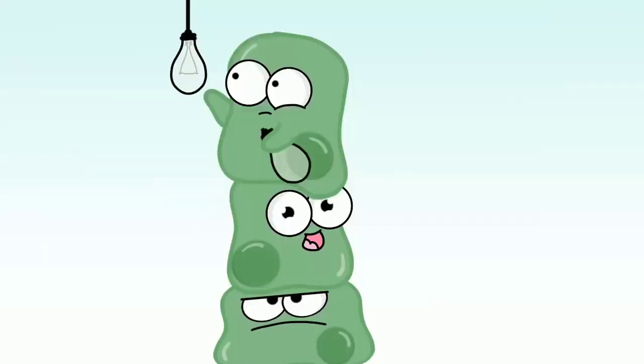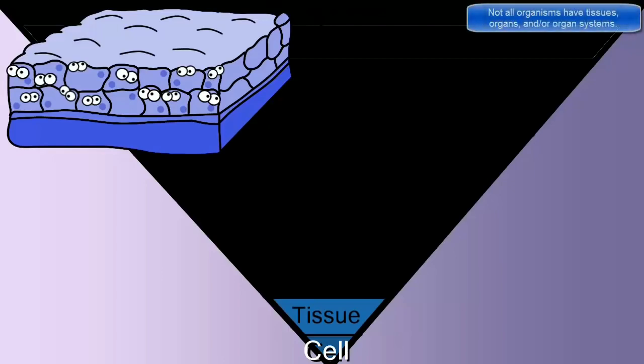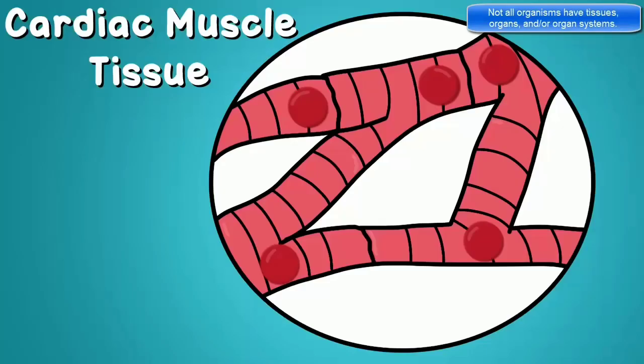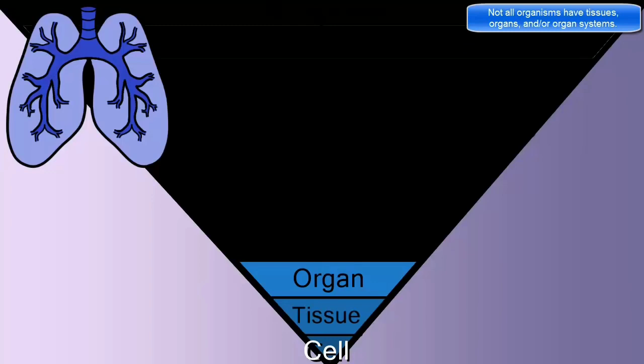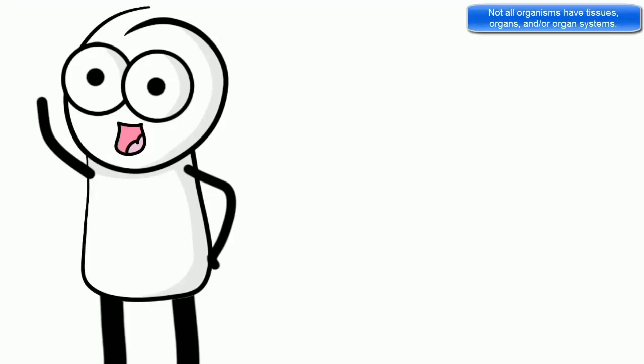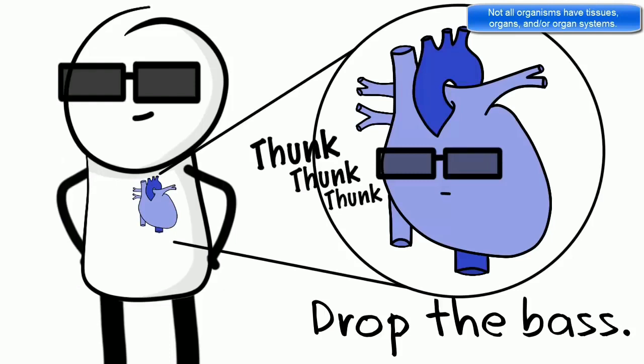Now, when you have a lot of cells that are working together for a combined function, you end up with the next level, tissues. An example of tissue includes cardiac muscle tissue, which would be made up of many cardiac muscle cells. Tissues make up organs, which is our third level. You have a lot of organs in your body. An example of an organ would include your heart.